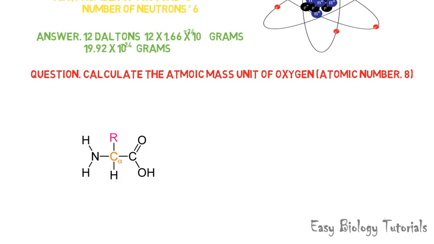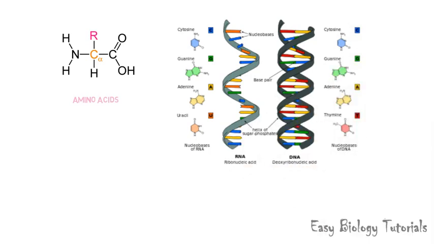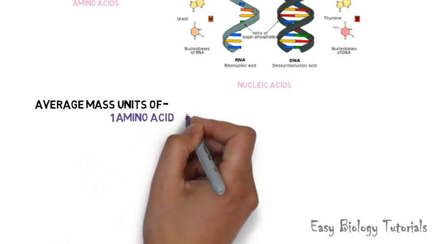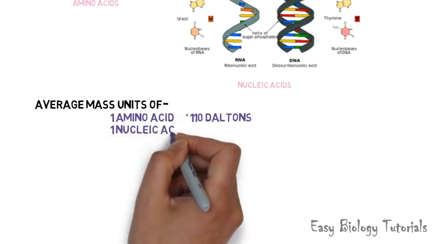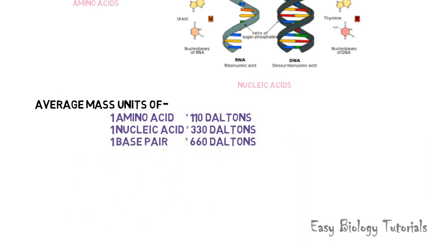The amino acid and the nucleic acid are the basic components of life. Cytosine, guanine, adenine, uracil are the single nucleotides, and when they form pair becomes base pair. So we will see the average mass units of one amino acid is equal to 110 Daltons, while one nucleic acid is equal to 330 Daltons, and one base pair is equal to 660 Daltons, double of nucleic acid.